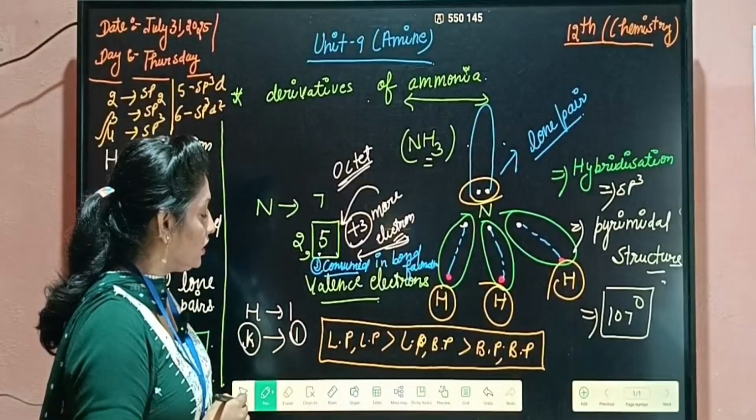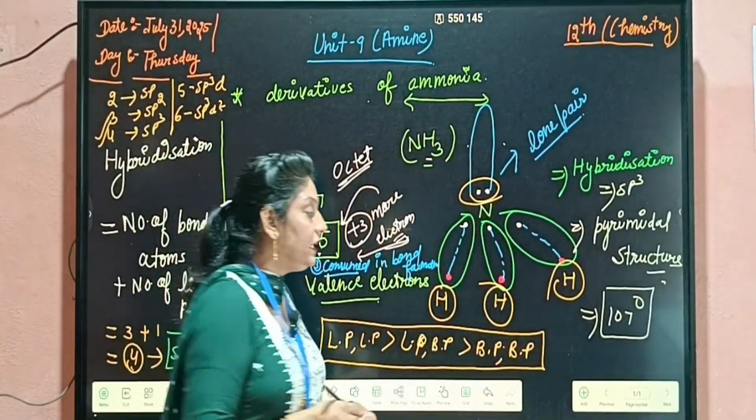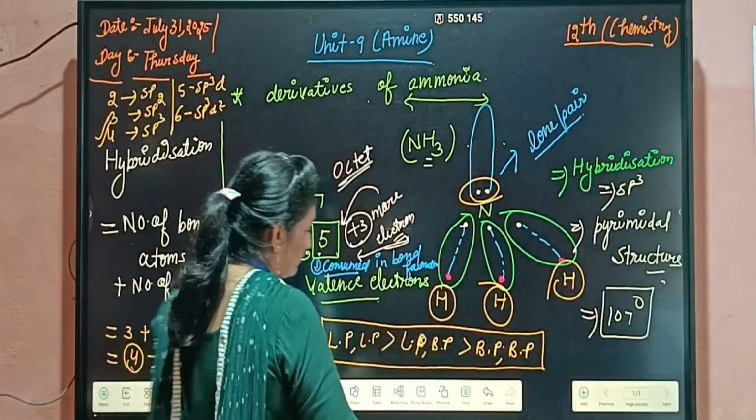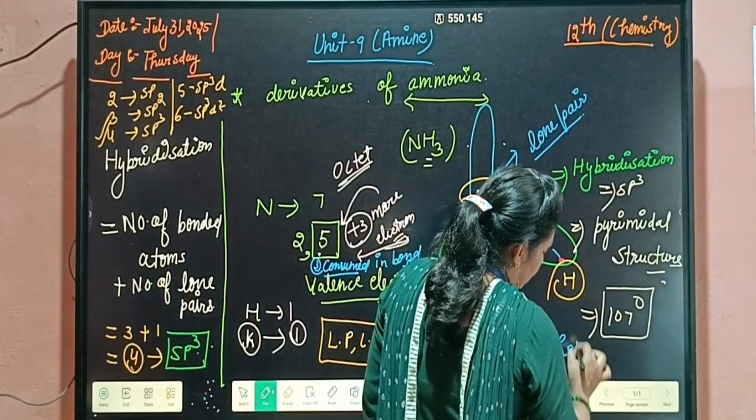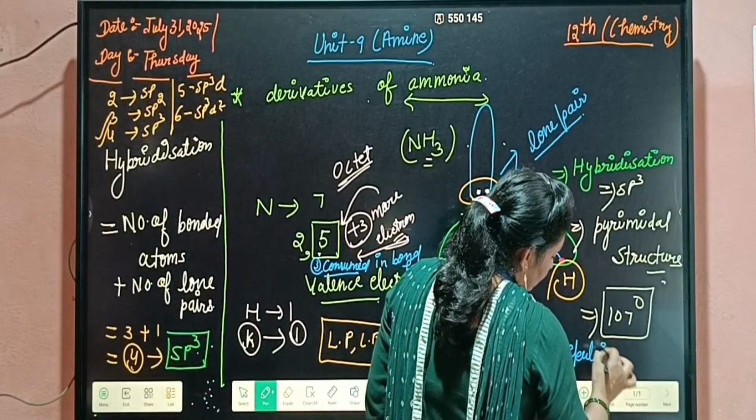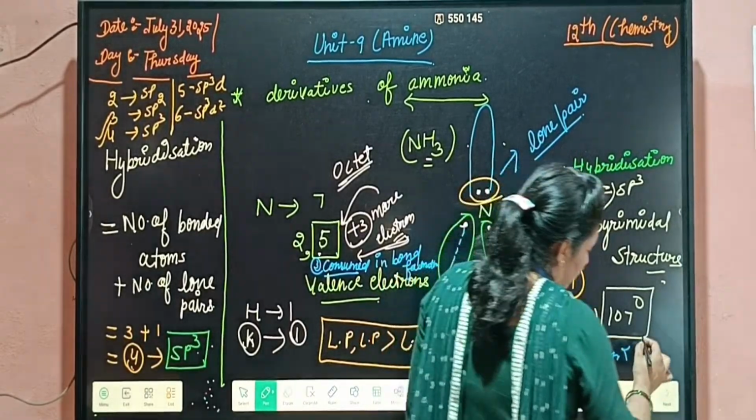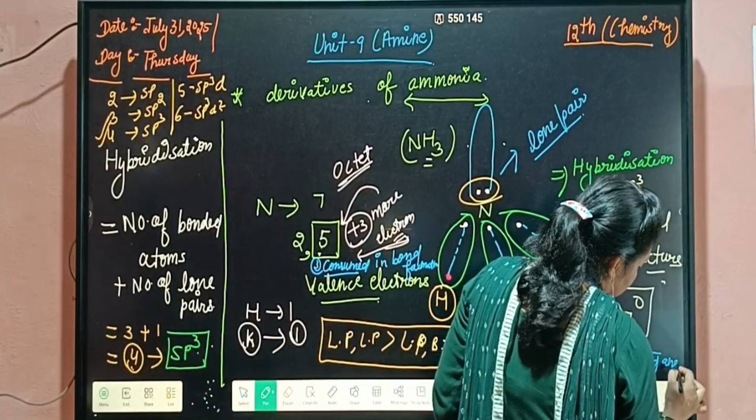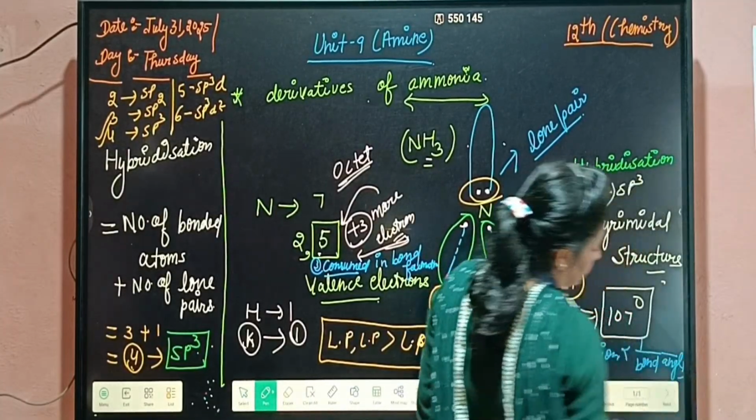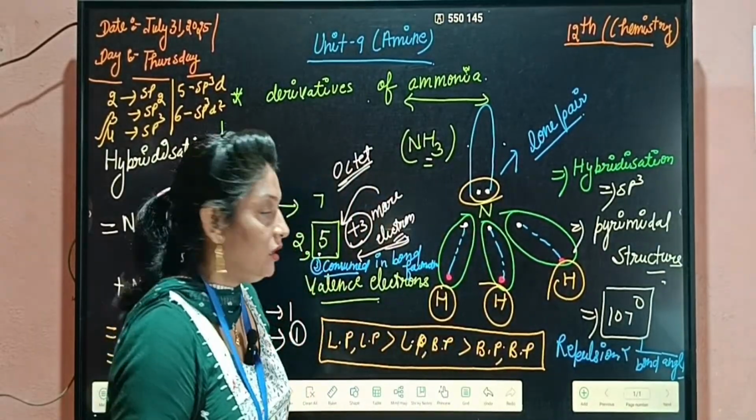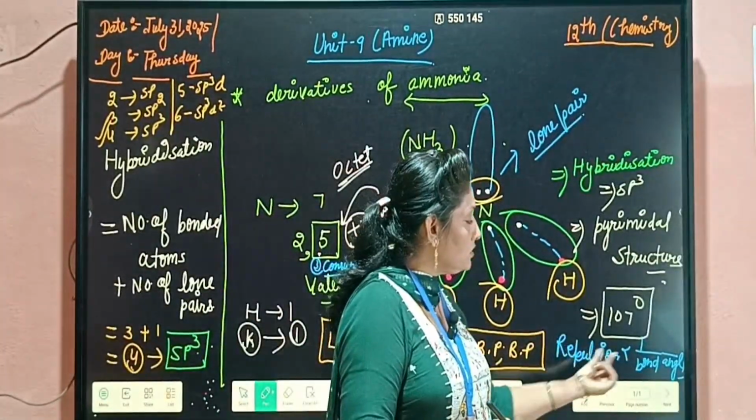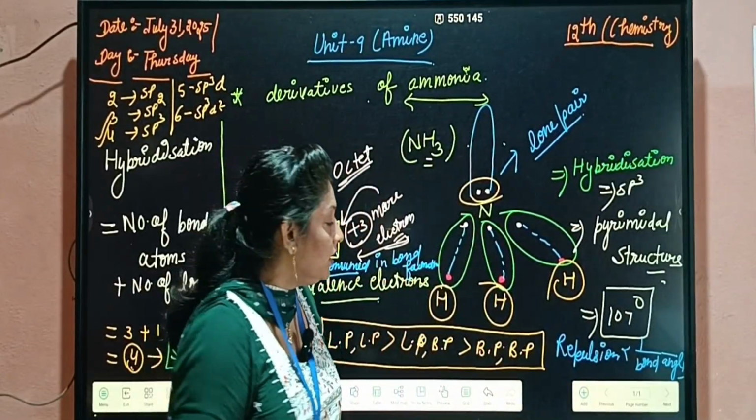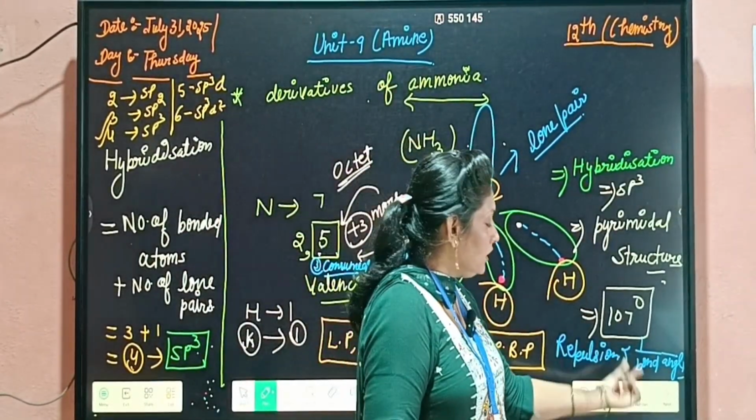So students, if repulsion increases, then the angle will decrease. Your angle is inversely proportional to repulsion. Repulsion and bond angle have a reverse relation. If one increases, then the second one decreases. It means they are reciprocal of one another.